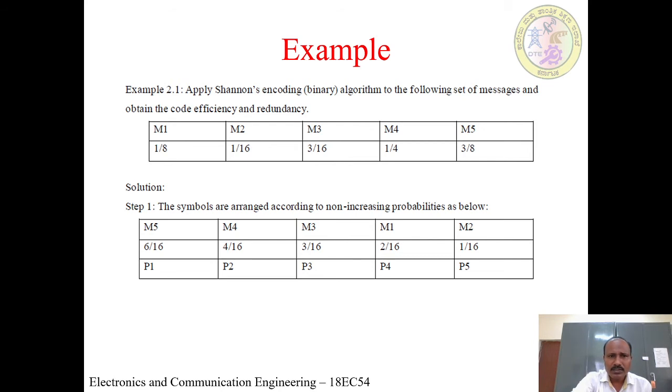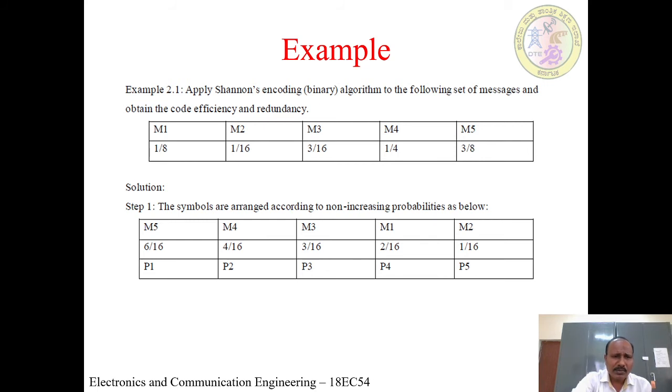So the solution for this: first step, we have to rearrange all these message probabilities in terms of non-increasing probabilities, by making the denominator the same. So M5 will get the highest value, that is 6 by 16. M4 will be the next highest value, that is 4 by 16. M3 is 3 by 16. M1 is 2 by 16 and M2 is 1 by 16.